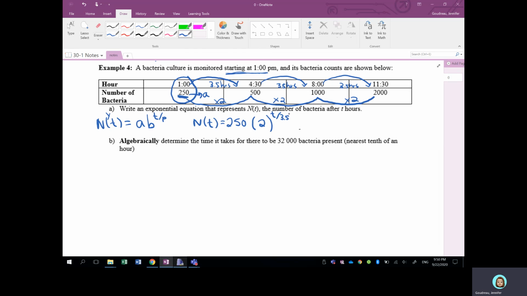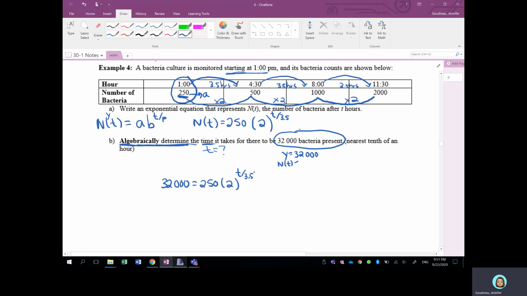Part B, algebraically determine, so we have to do this algebraically, the time it takes, so we are looking for t, time it takes for there to be 32,000 bacteria present. So we are given an end amount there. That's our y value, or our t value is 32,000. So the equation that we're looking at then is 32,000 equals 250 times 2 to the t over 3.5.